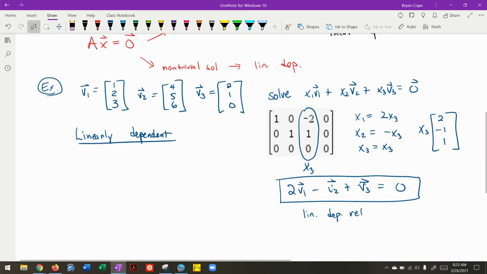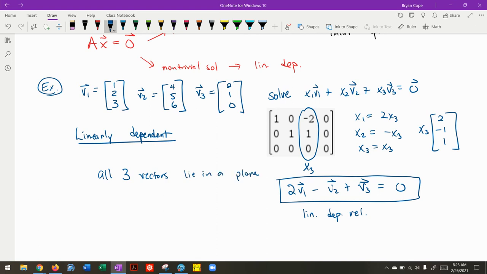What this shows is that v3 can be written as a linear combination of the other two, because we could solve for v3. v2 can be written as a linear combination of the other two, because we could solve for v2, and the same for v1. Now that doesn't always happen. That happens here because we're looking at a small set of vectors in R3. What we know this means visually now is that all three vectors lie in a plane.